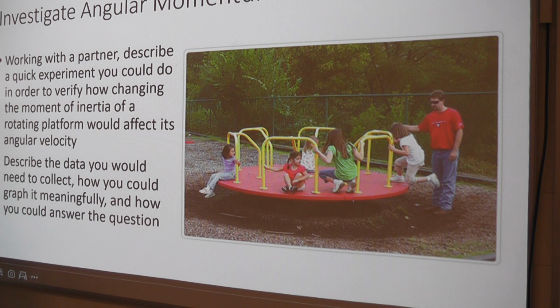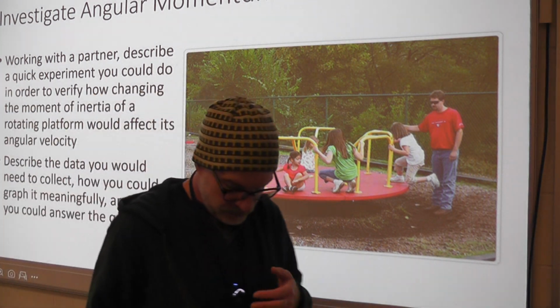So finding moment of inertia of some things is easy. Finding moment of inertia of other things is challenging. Finding angular velocity for things that are spinning, at least if they're spinning at a reasonable rate of speed, is not that hard. And your job is to come up with a way to tie all this stuff together to get an object that has a changeable moment of inertia and see how changing moment of inertia affects the angular velocity.